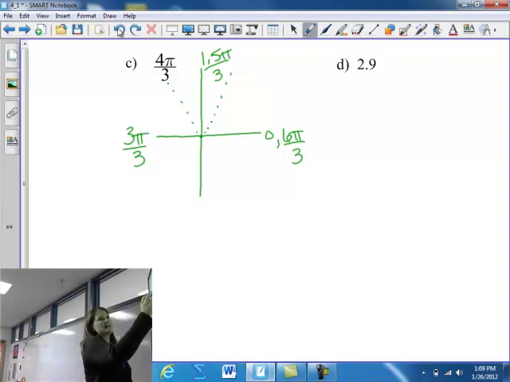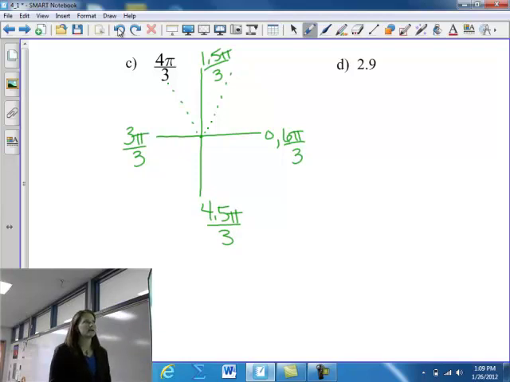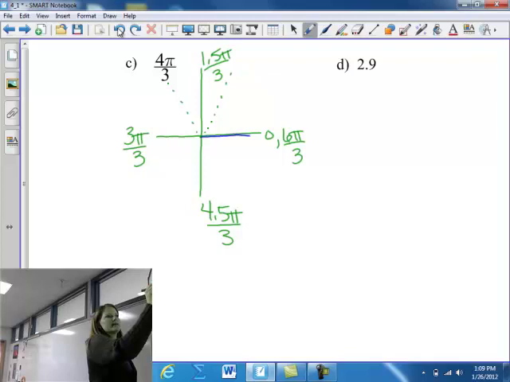So if we count by 1.5s now, 1.5, 3, 4.5. Remember, this is 4.5 pi over 3. And then another 1.5 would make us 6. Okay, we need 4 pi over 3. So again, we're going to start with the positive x-axis, and I need to get to 4, which is going to be after 3 but before 4.5. Obviously, it's closer to 4.5 than it is to 3.